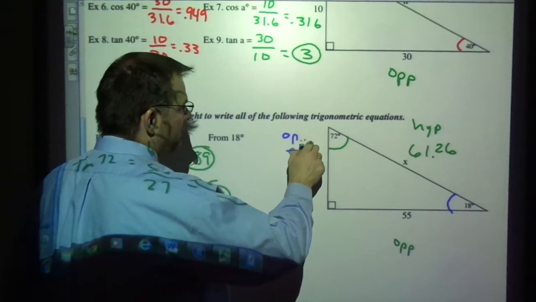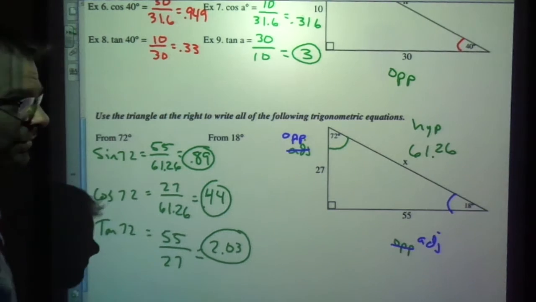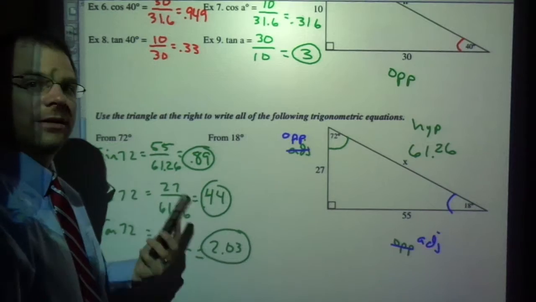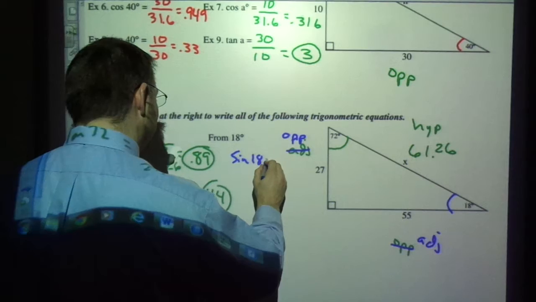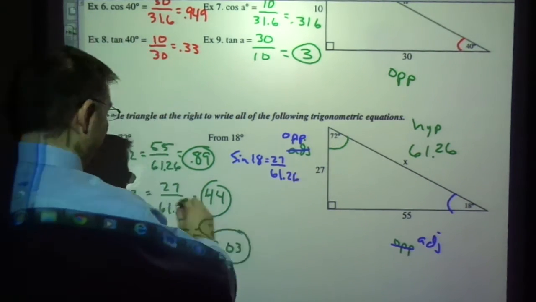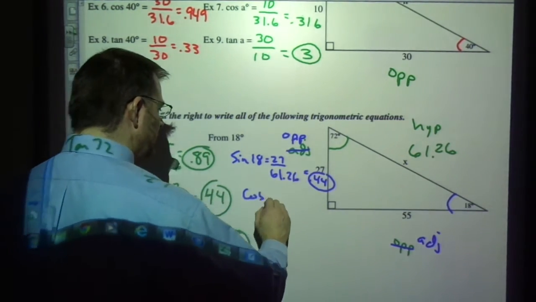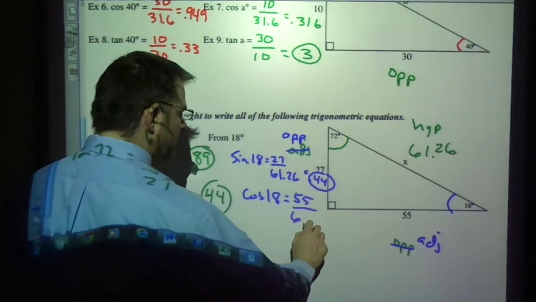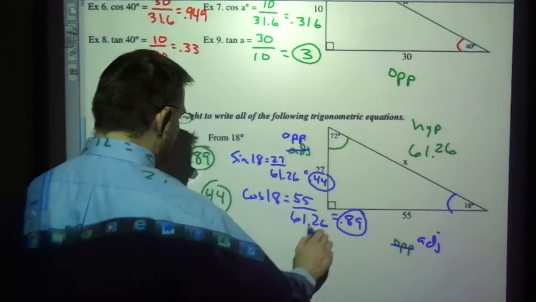Okay, 18 degrees. Now if I'm going to do 18 degrees, I got to rename this. Now this is the opposite, and this is the adjacent, because it's next to the 18 degrees, and this is across from the 18 degrees. Go ahead and pause the video and try this one again. See if you can do the 18 degrees. Sine of 18, opposite over hypotenuse. You did that earlier, that's 0.44. Cosine of 18 is adjacent over hypotenuse, which is 0.89.